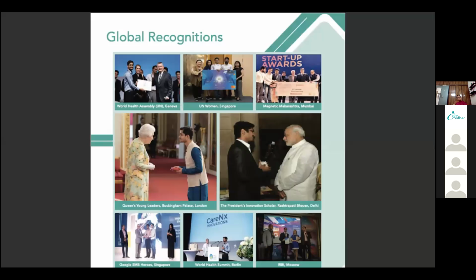These are a few of the rewards and recognitions that our company has received. These are both our founders. This is Mr. Shantanu Pathak demonstrating our device to the Prime Minister. And this is Mr. Aditya Kulkarni. He is giving a prototype of the device to the Queen.